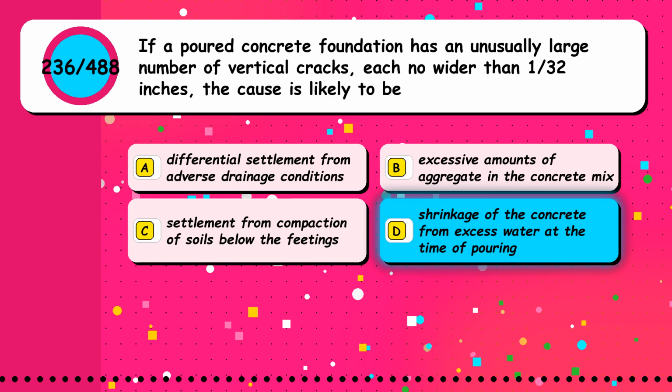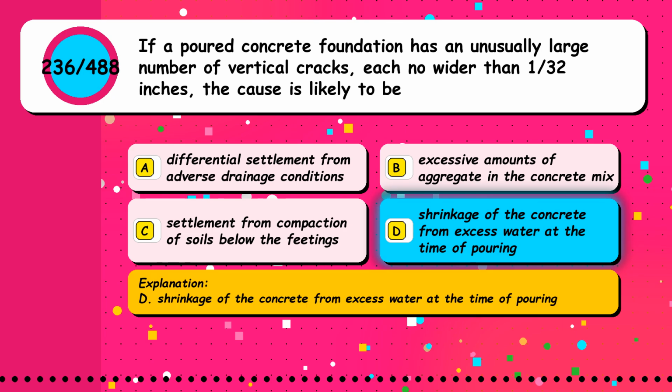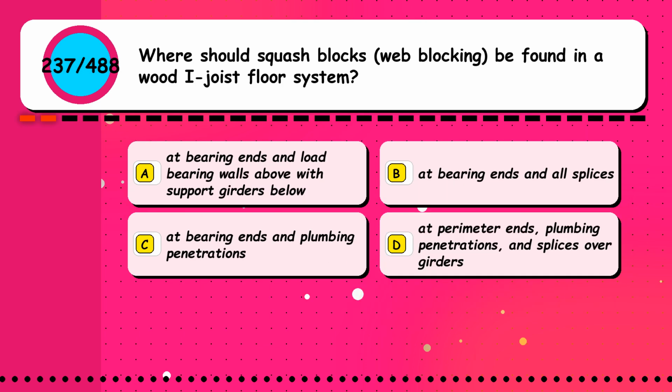The correct answer is option D, shrinkage of the concrete from excess water at the time of pouring. Question 237. Where should squash blocks, web blocking, be found in a wood I-joist floor system?